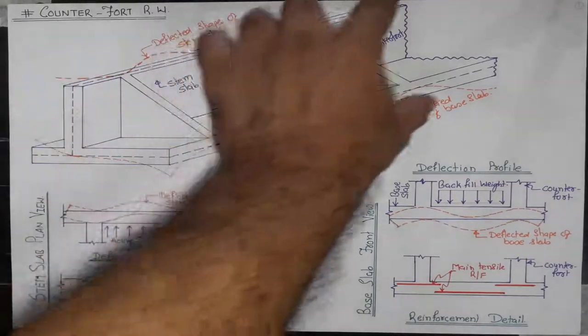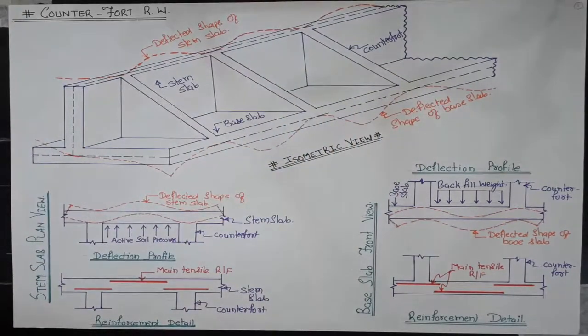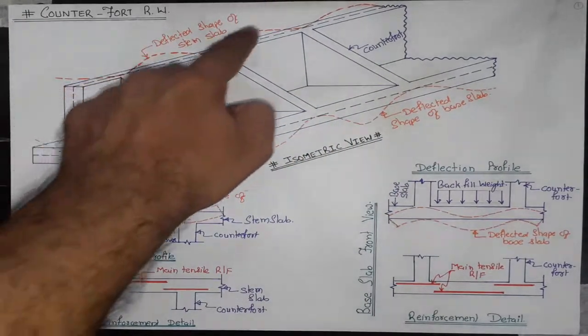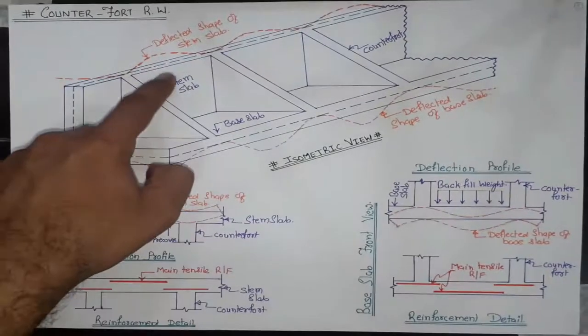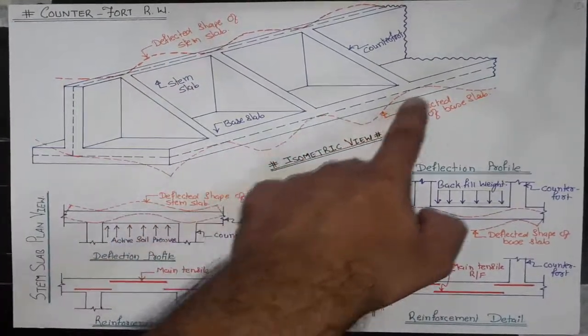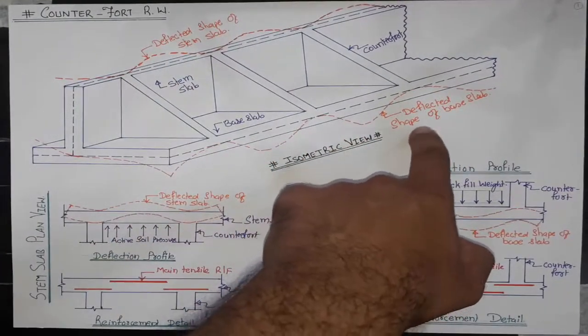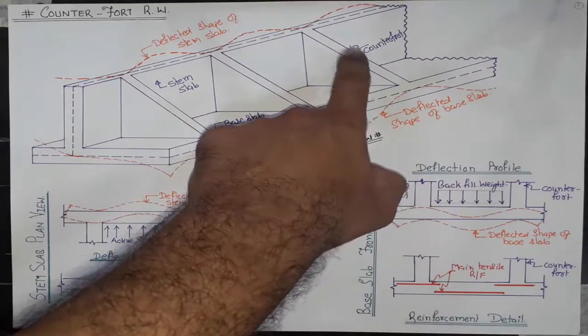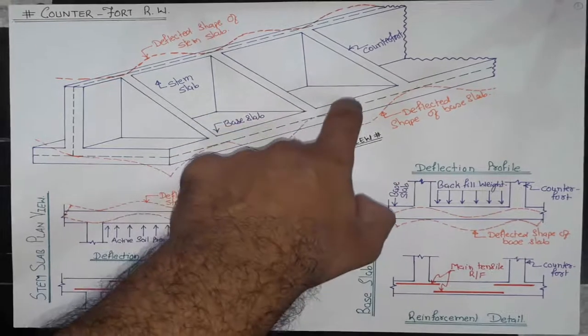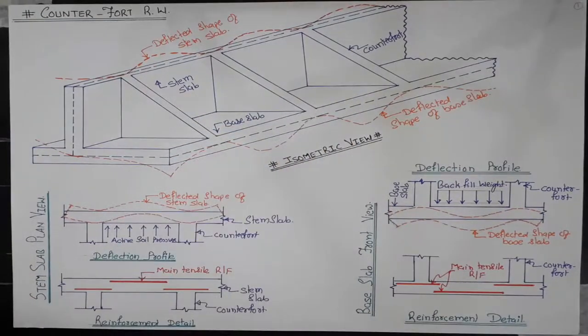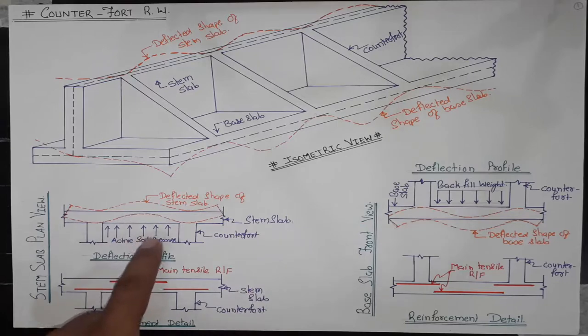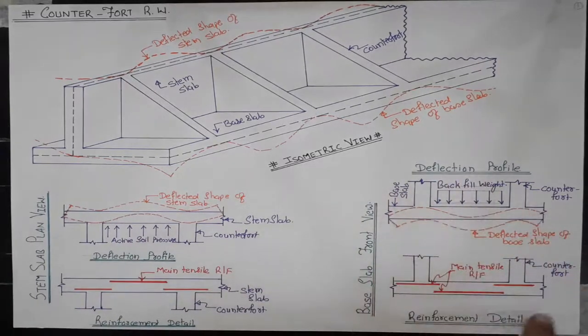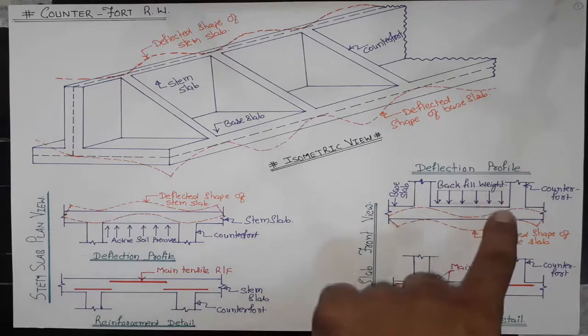This is the isometric view of our counterfort retaining wall. This is the probable deflection curve of stem slab and this is the deflection curve of our base slab. These are the counterforts which connect the stem slab and heel slab. This is the plan view of our stem slab. This is the elevational view of our base slab.